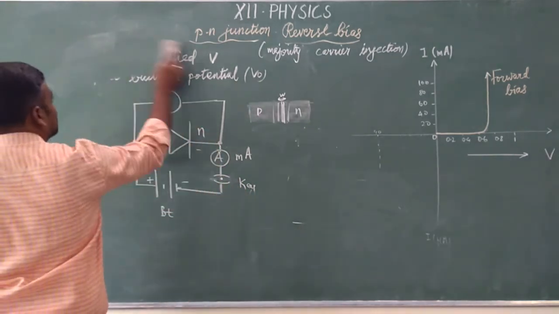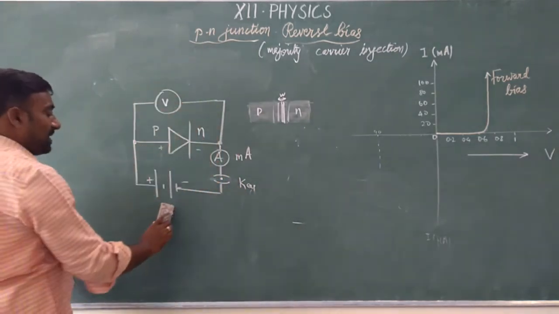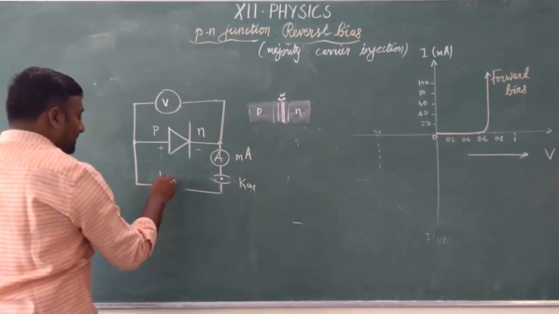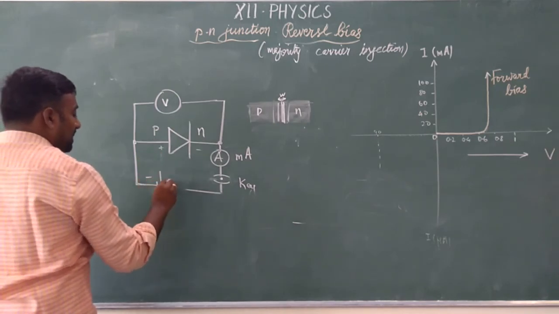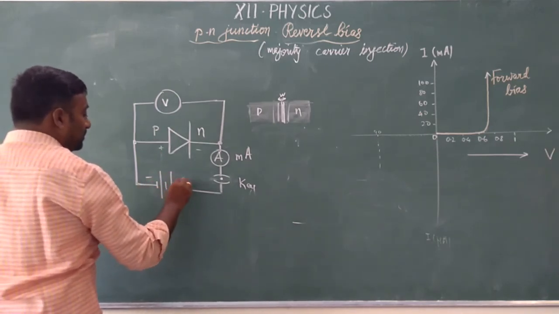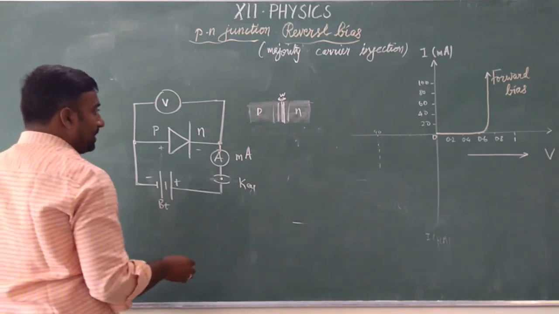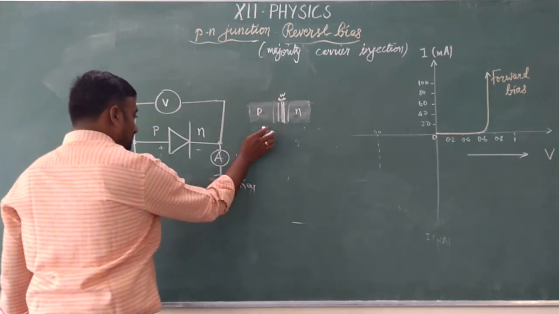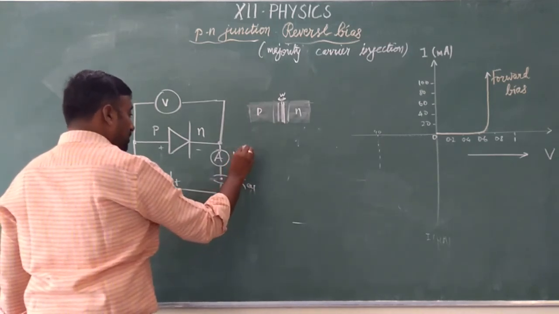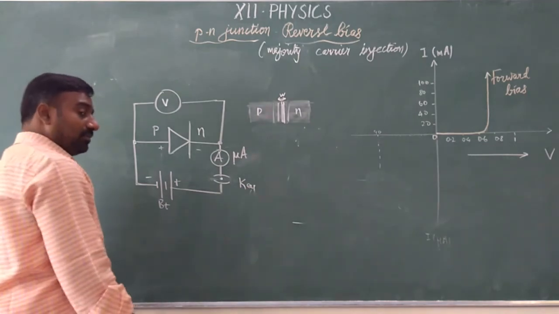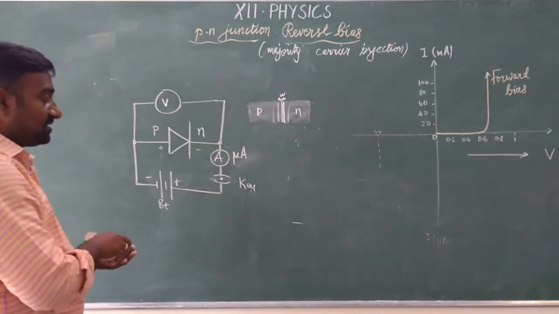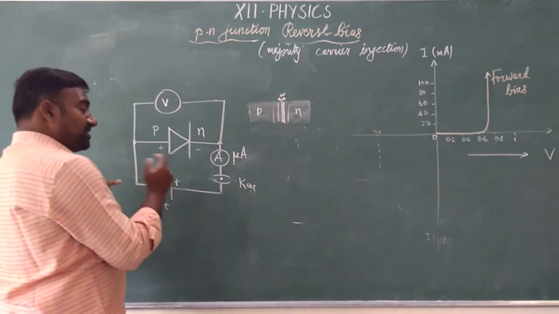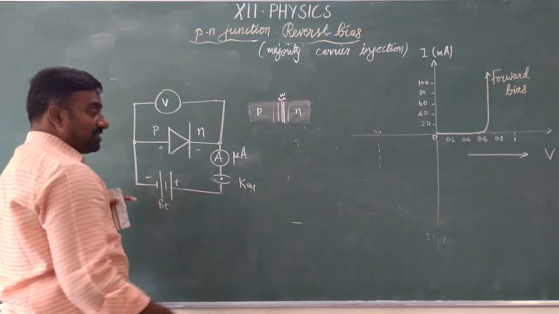For the reverse bias, we just need to change the battery terminals. Instead of positive, we have to connect the negative terminal to the P side, and the positive terminal to the N side. Another change: the ammeter should not be taken in milliampere range, we should take the microampere range. Repeat the experiment, reset everything, and start once again. Now using the rheostat, gradually increase the battery voltage.